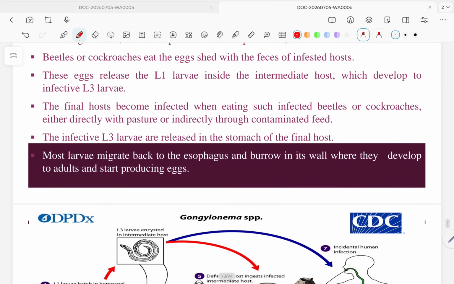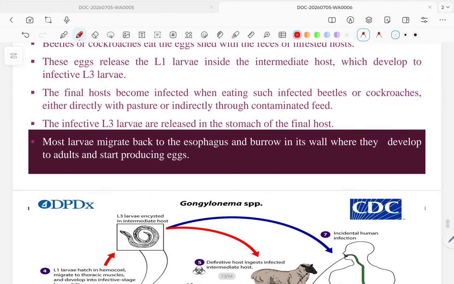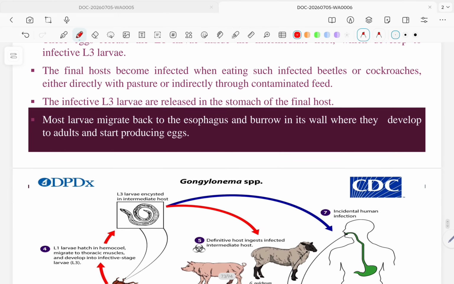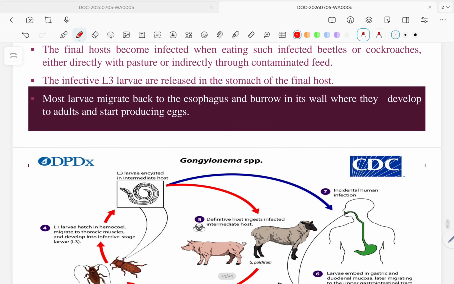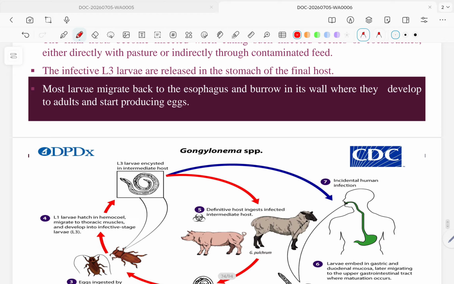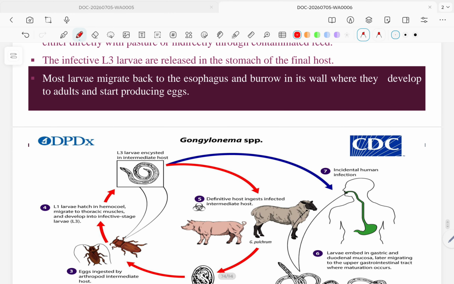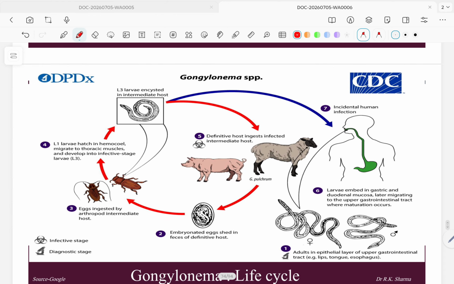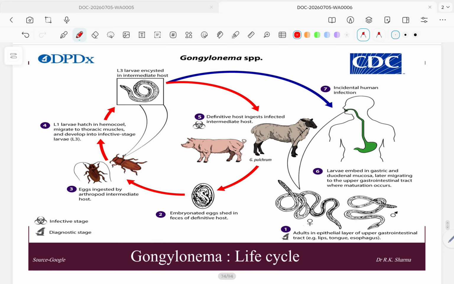The final host becomes infected when eating such infected beetles or cockroaches, either directly with pasture or indirectly through contaminated feed. The infective L3 larvae are released in the stomach of the final host. Most larvae migrate back to the esophagus and burrow in its wall where they develop to adults and start producing eggs. Gongylonema life cycle.